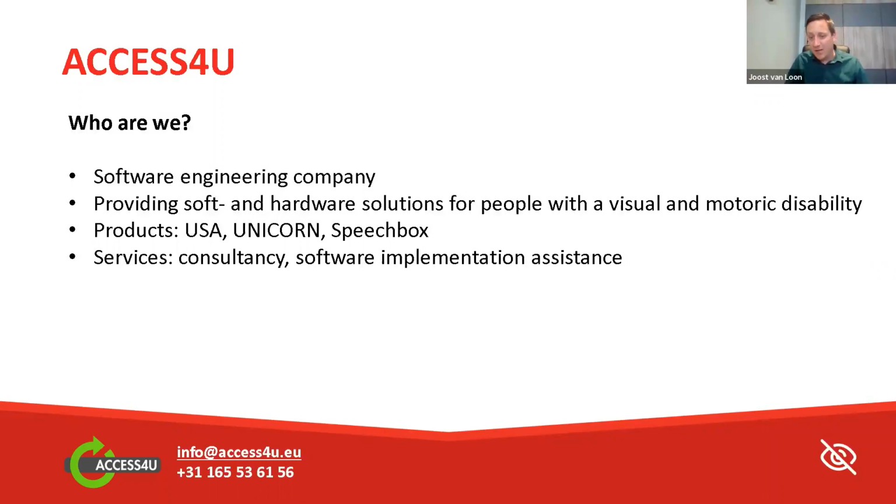Because Access for You is a sister company of Babbage, so we work very closely together. Access for You is a software engineering company, so we produce software like Ultimate Screen Access, but for example, we also produce hardware for motor disabilities. So we have also the speech box, for example. That's a very concise box.